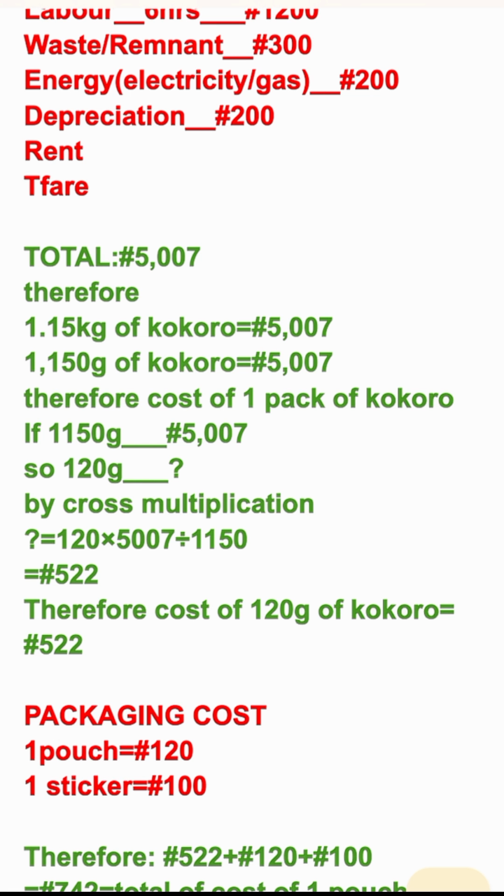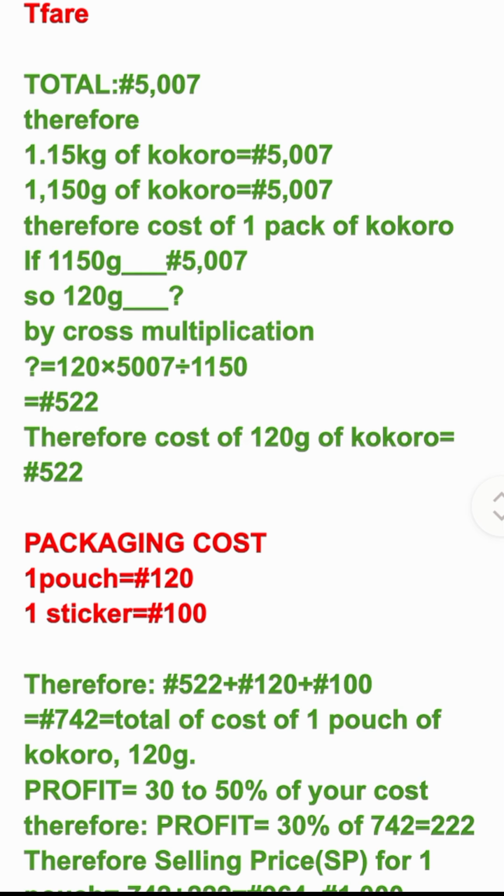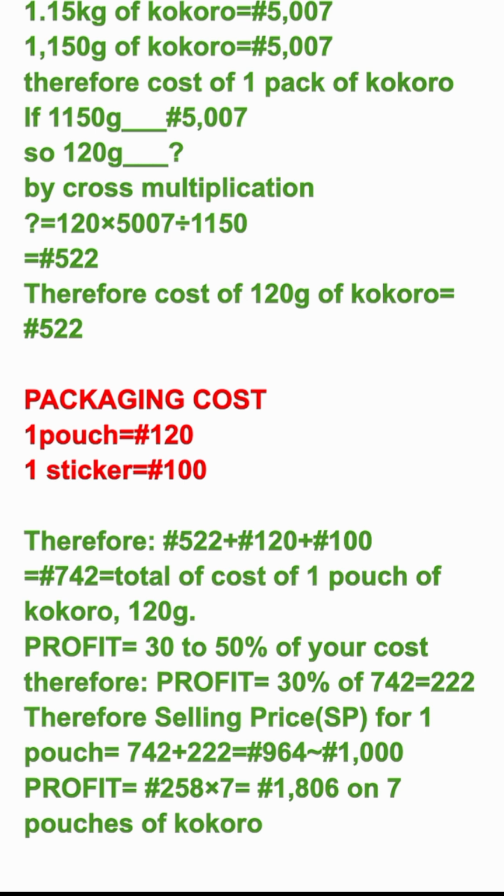Then sticker, let us assume that your sticker per one is 100 naira. So you have to add it to the total cost of 120 gram of your kokoro. You have to add it together with it. So it gave us what? 742 naira, which is the total cost of one pouch of kokoro, which is 120 gram.